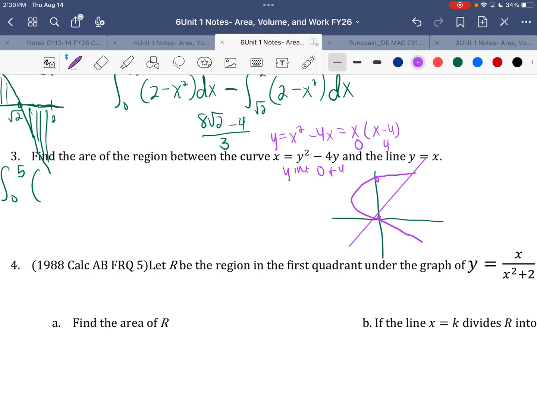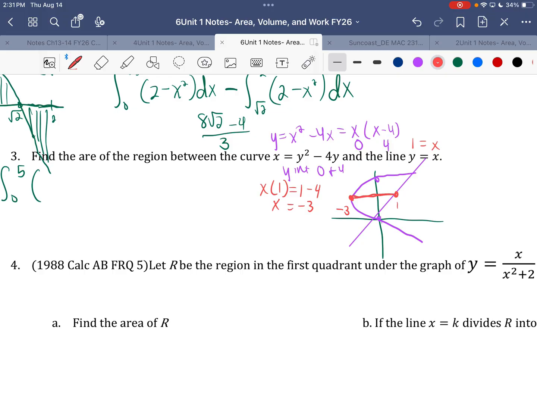Okay, so now we can see which one's on the right and which one's on the left. But if you're like, I really don't know, I'm not sure, plug in some points. So this one, maybe we'll plug in y equals 1. We get -3 on the curve when y is equal to 1. Over here, when y is equal to 1, you get x is equal to 1. So 1 is further to the right than -3. So which one's bigger? The line or the parabola?